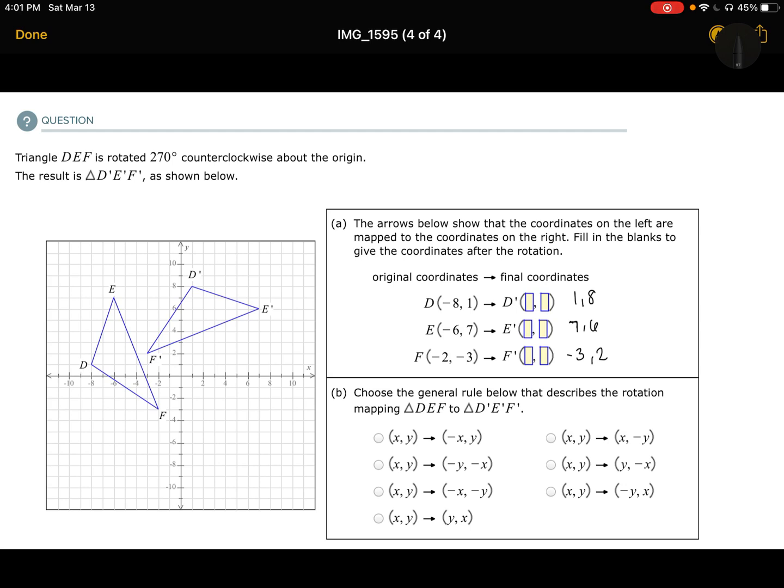Anyway, the first thing I need you to do when you do this question is don't even look at the bottom part yet. Focus on part A, because you can't even look at part B until you've done part A. I've already done that, and you need to plot the points or identify the points of the second set of the figure.